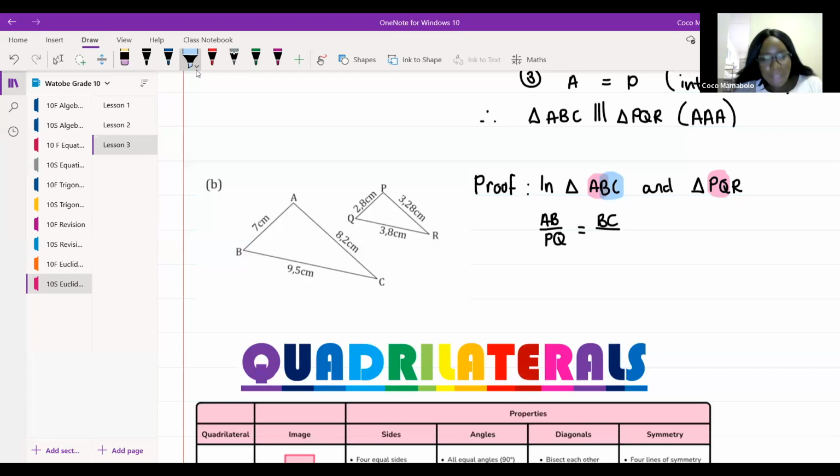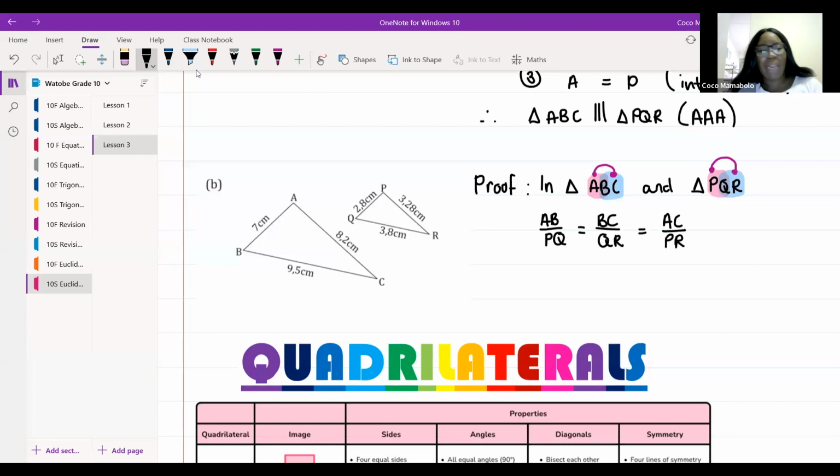That's it, Chimwemwe. Excellent, good, with QR. BC should be in proportion with QR, and the first and last, AC, is in proportion with which one? AC is in proportion with PR all the way to the end. Now, if we can just prove that these sides are in fact in proportion, then we've done the job. There isn't really much else.